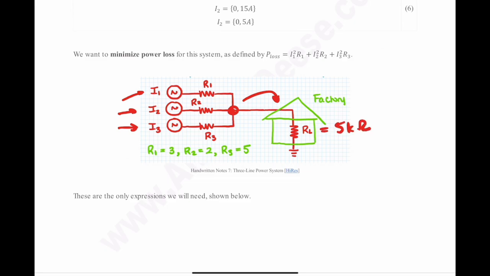We want to minimize the power loss for this system, which is going to be defined by this equation right here. Again, I'm giving you the equation that you need in order to solve this. The loss is going to be dictated by the individual I squared R losses for each line: I1 squared R1, I2 squared R2, I3 squared R3. How do we minimize this loss while maintaining the constraints up above? The individual resistance values are given right here: R1 equals 3, R2 equals 2, and R3 equals 5.